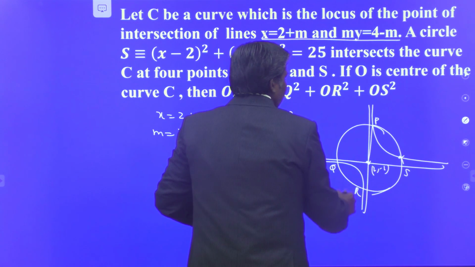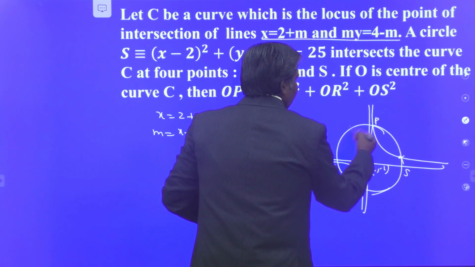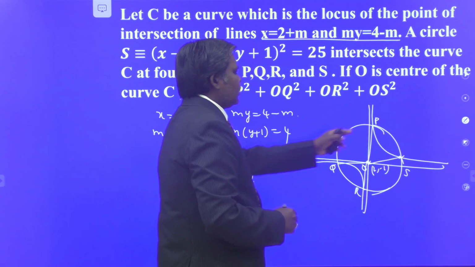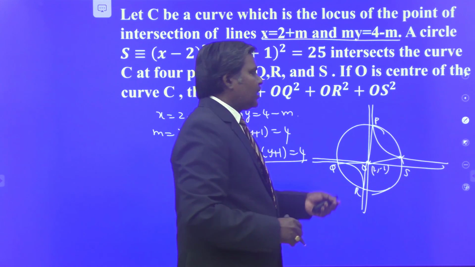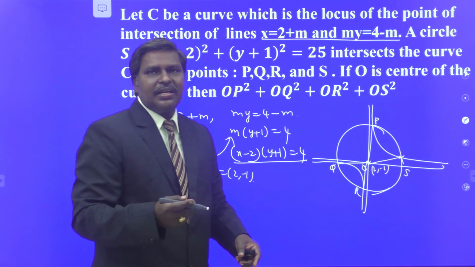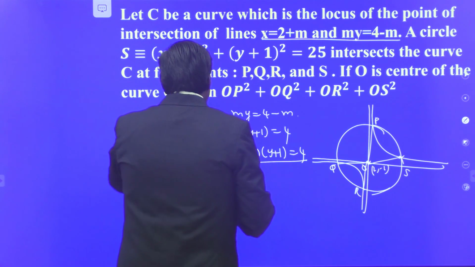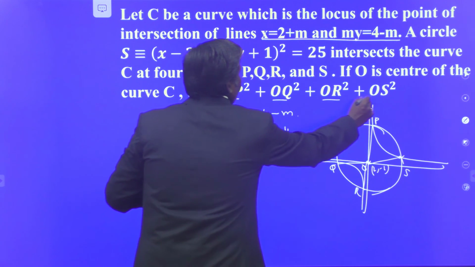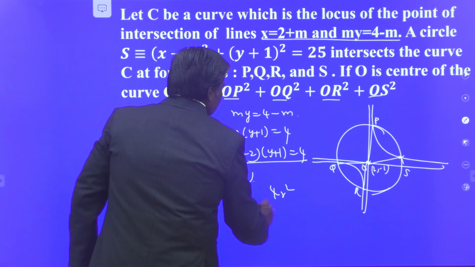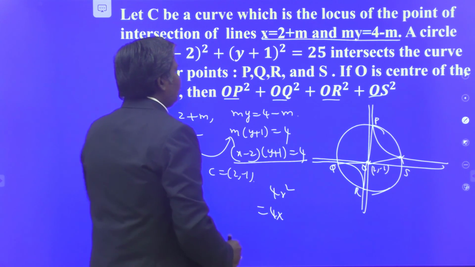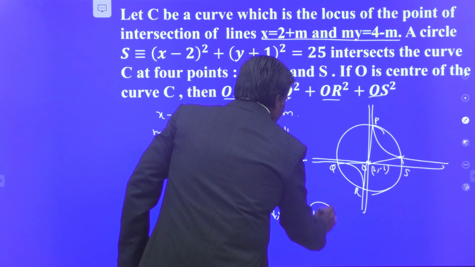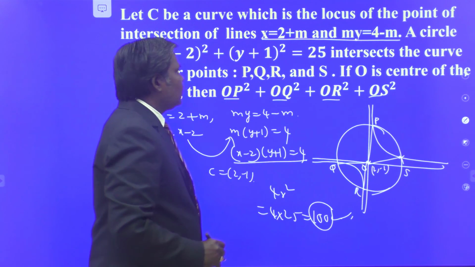Now, O is the center of the circle. These four distances are nothing but the radius of the circle. Am I correct or not? The distance from the center to any point on the circumference of the circle is nothing but the radius of the circle. So OP, OQ, OR, OS are all radii of the circle. Therefore, 4R square is your answer. 4 times what is the radius of the circle? 5. 5 square means 25. 4 into 25, you have 100. 100 is your answer.